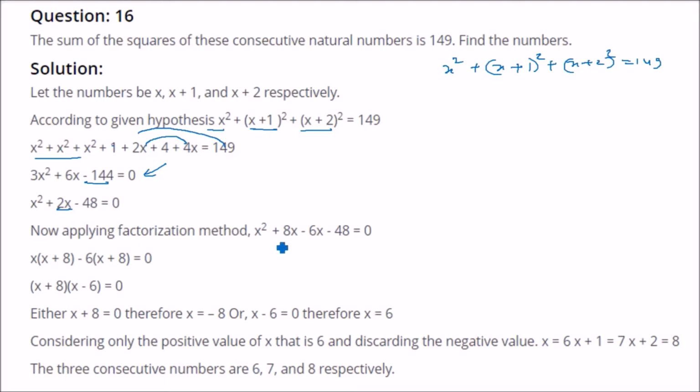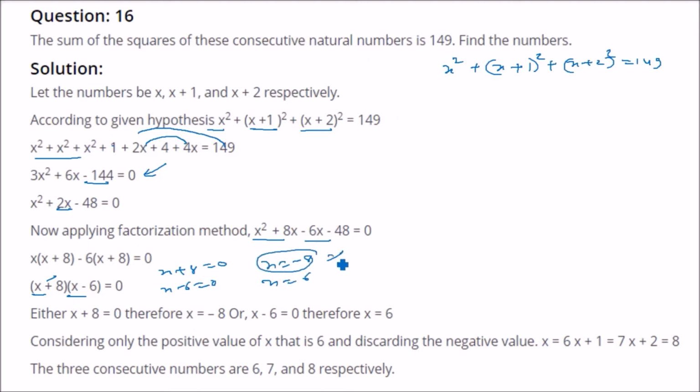So 2x can be written as x square plus 8x minus 6x minus 48. Take x common here, so x plus 8. And take minus 6 common here, x plus 8. So x plus 8 and x minus 6 are the factors. So x plus 8 equal to 0, x minus 6 equal to 0. So x equal to minus 8 and x equal to 6, these are the values. These are the roots. Now we have to find out the consecutive natural numbers.